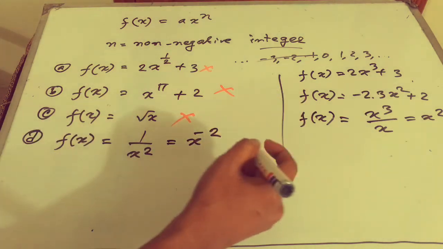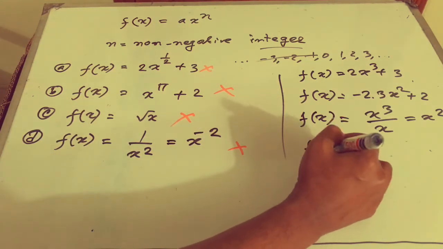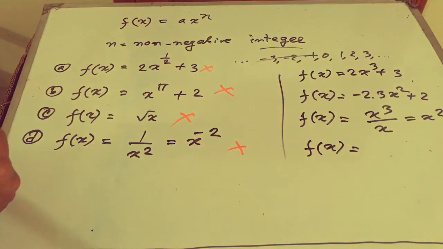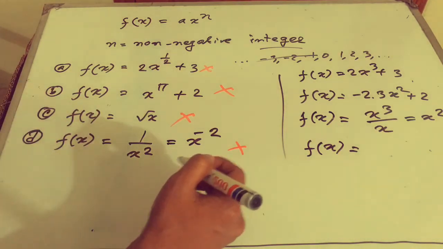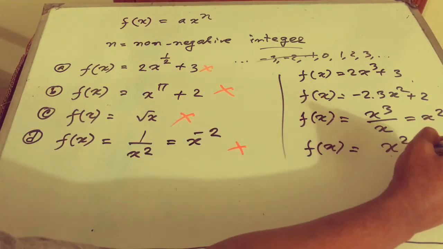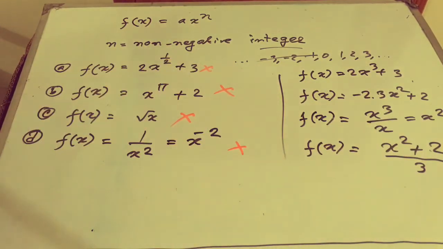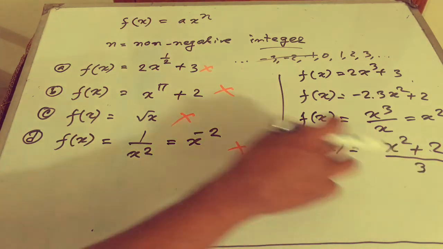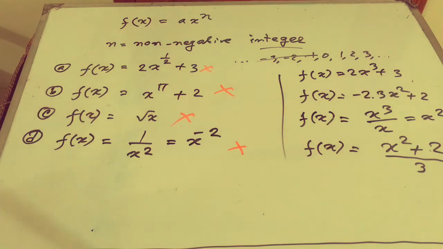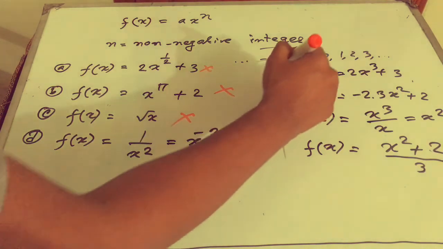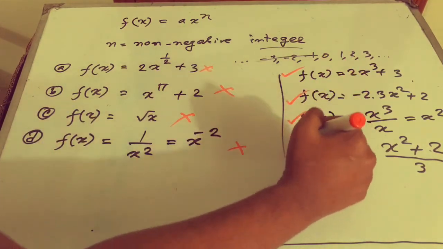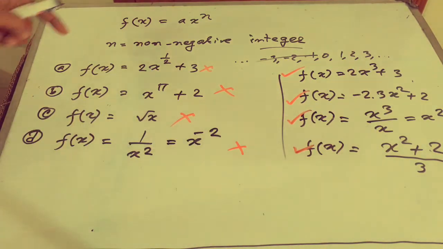Then we say f(x) = (x squared + 2) divided by 3. This is also a polynomial function, and we do not have any problem with this because there is a 3 down here, but it's a constant number. These all are polynomial functions according to the definition.